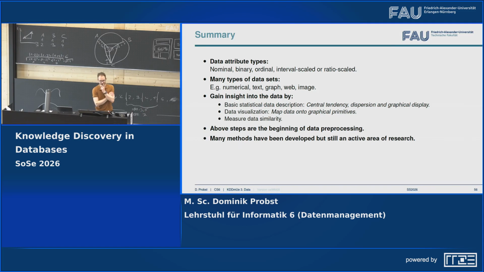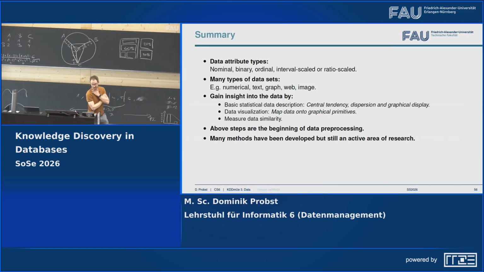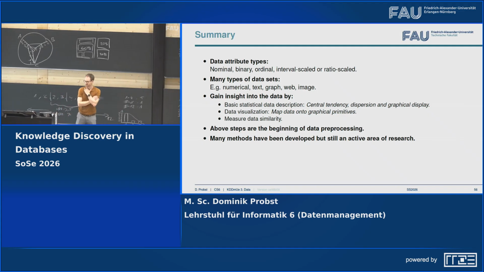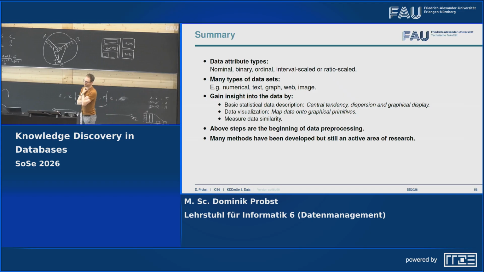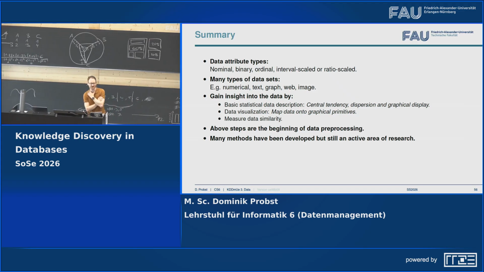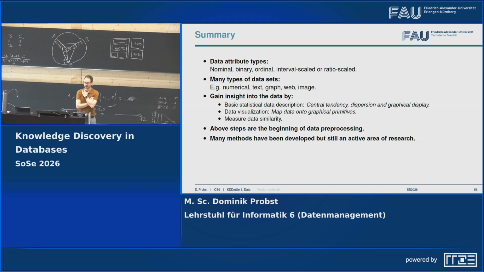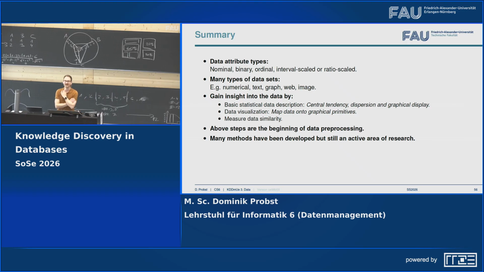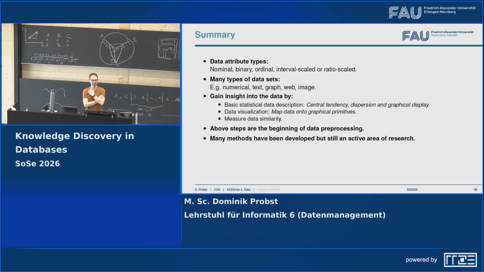Summary: we talked about different data attribute types last week. We talked about different types of data sets last week. We talked about basically statistical descriptions, basic data visualizations, and also data similarity today. These steps are already the beginning of data preprocessing, which is the next chapter, and I will start with the next chapter because of time right now. But are there any questions regarding this chapter?